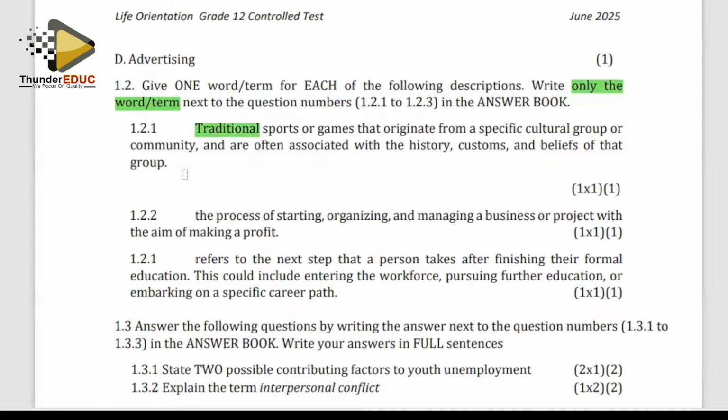Traditional, these are the games which have been practiced by even the people who came before us, our ancestors. So such type of games are called indigenous games. So our correct answer would be indigenous games. That is the term which we are looking for.